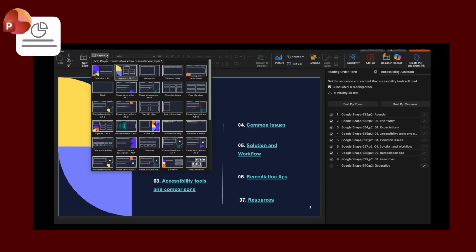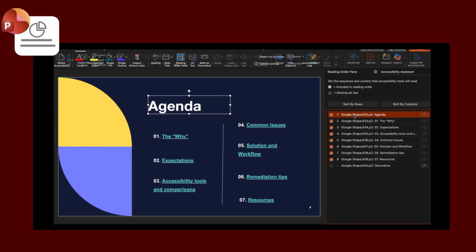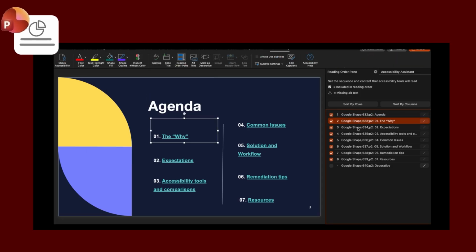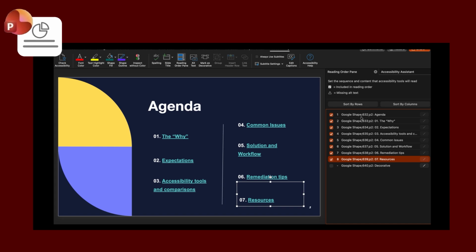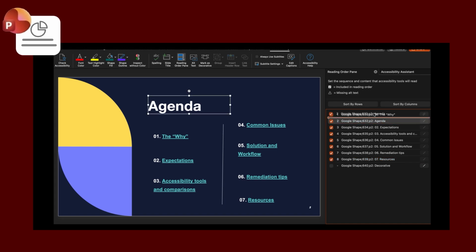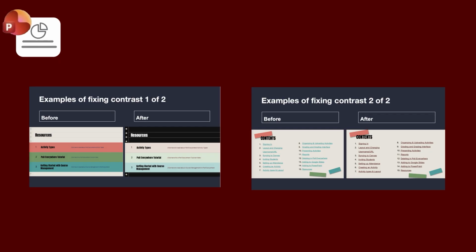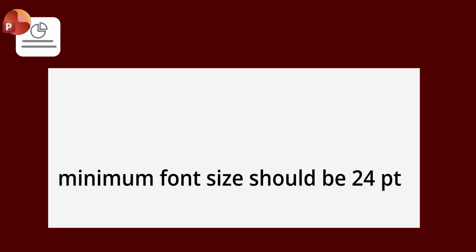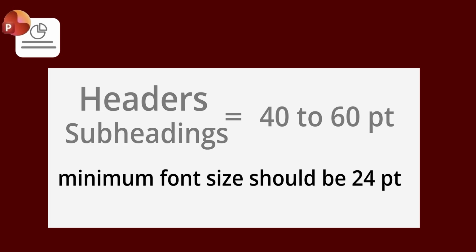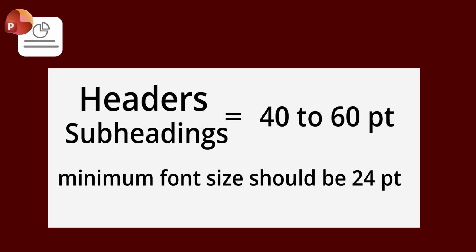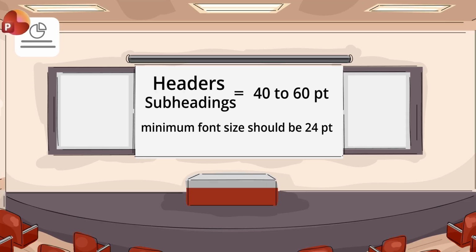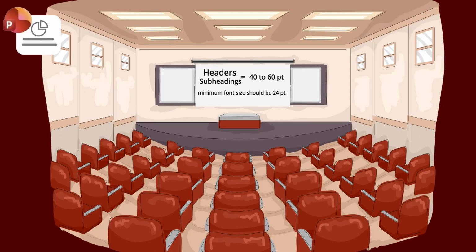For PowerPoints, use slide layouts to make the reading order easier. The reading order is what a screen reader will reference to read the information in a logical order. Each slide will need a unique heading, no duplicates. For live presentations, the minimum font size should be 24 points. Headers and subheadings can be 40 to 60 points. Just keep in mind anyone having to see it from further away.